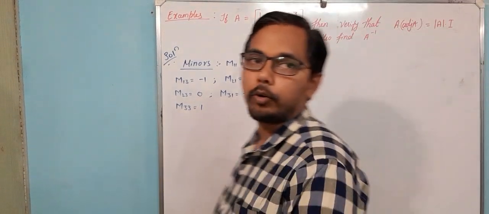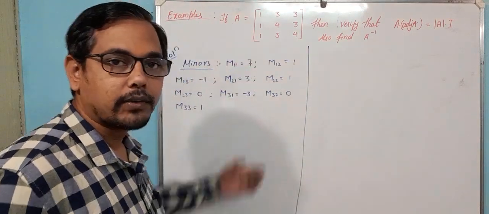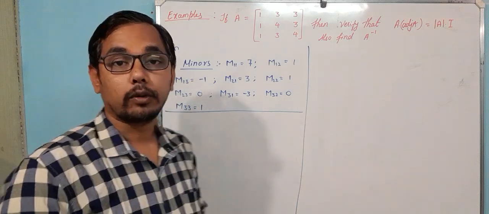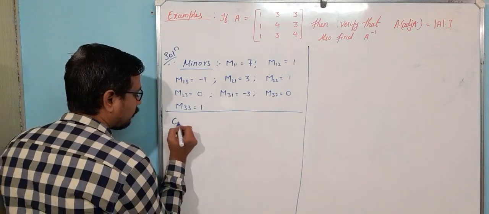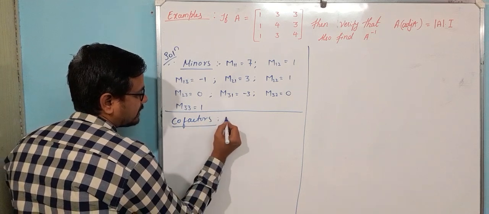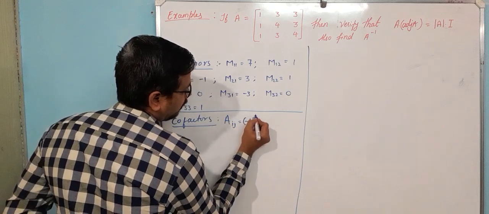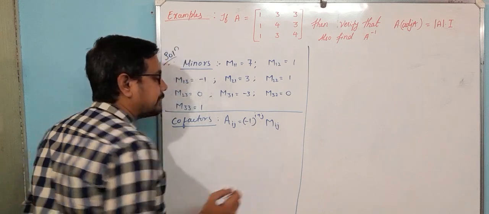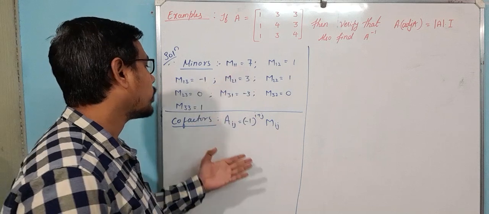So friends, I hope you have taken down that part. Still, I have reproduced these values, right? These are the values of minors which I have reproduced here, because these are needed to calculate cofactors. So how to calculate cofactors? Cofactor is given by Aij, that is (-1) to the power of i plus j into Mij. This is about cofactors, right? So you can calculate each individual one.